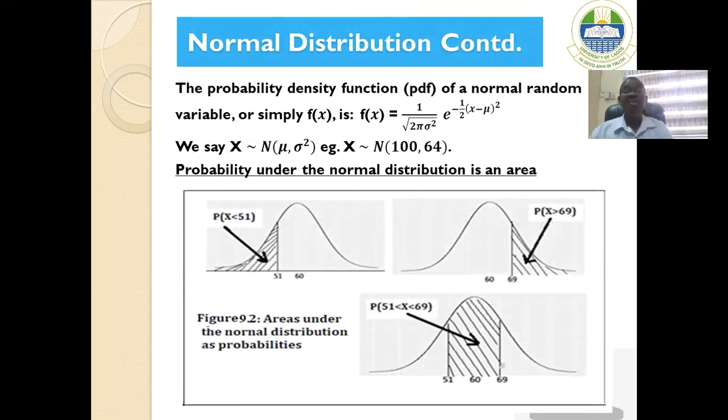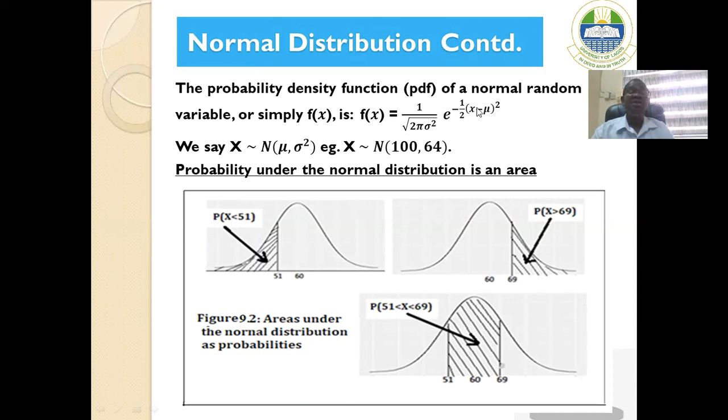Now, how do you find probabilities under the normal distribution? Again, the function which defines the normal distribution is 1 over square root of 2 pi sigma squared multiplied by exponential, to the power minus half into (x minus mu) all squared. Again, you will never use this function.